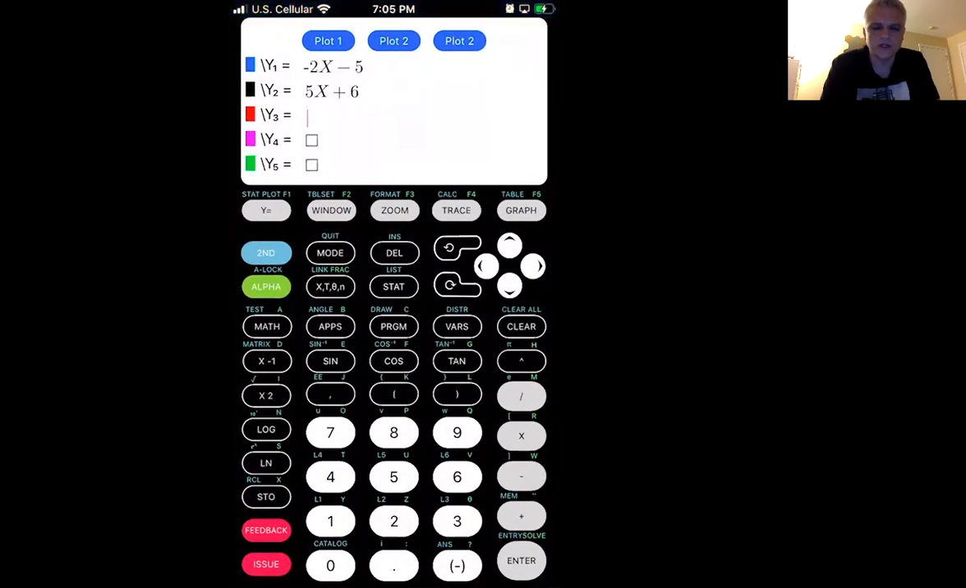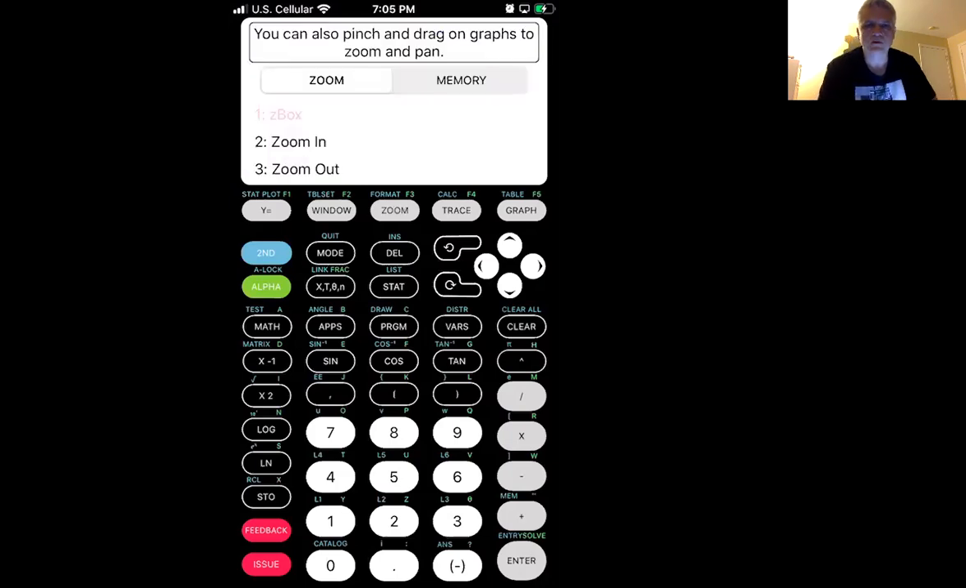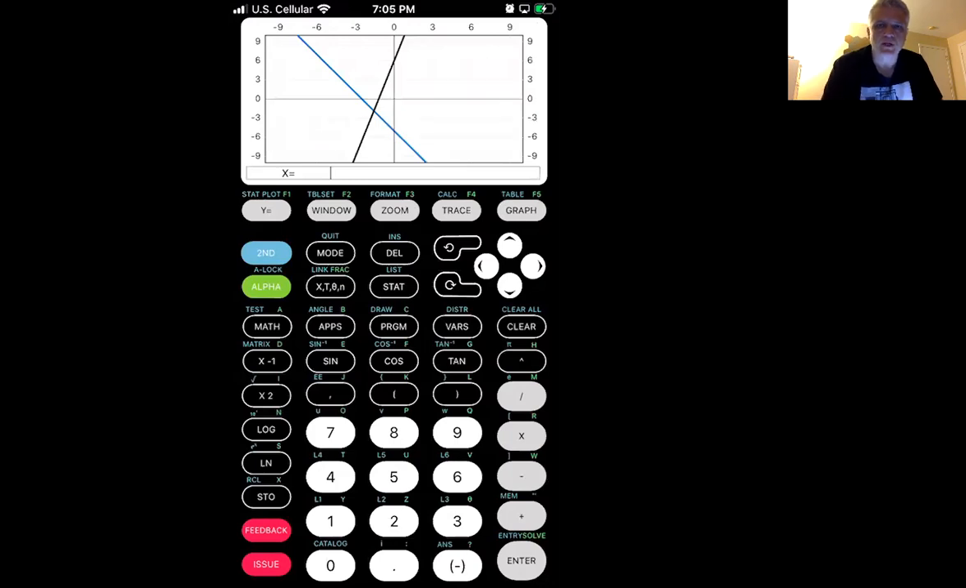All right, so I have taken the liberty of typing in y equals -2x minus 5 into y1, and y equals 5x plus 6 into y2. All right, so if I hit zoom, and then I go down to 6, or I just hit the number 6, then we get your standard window, -10 to 10, -10 to 10. Okay. So again, the first one, negative 2x minus 5. In my phone, that is the blue line, and then 5x plus 6 is the black line.